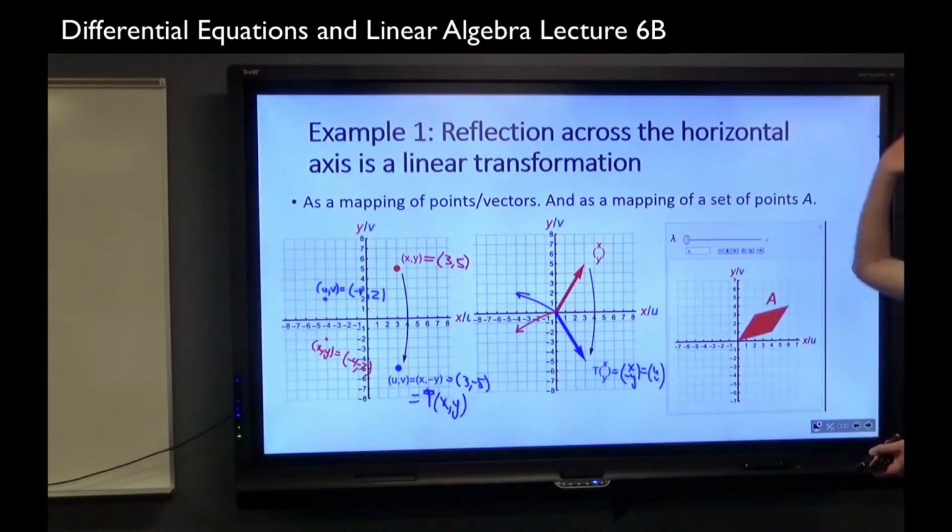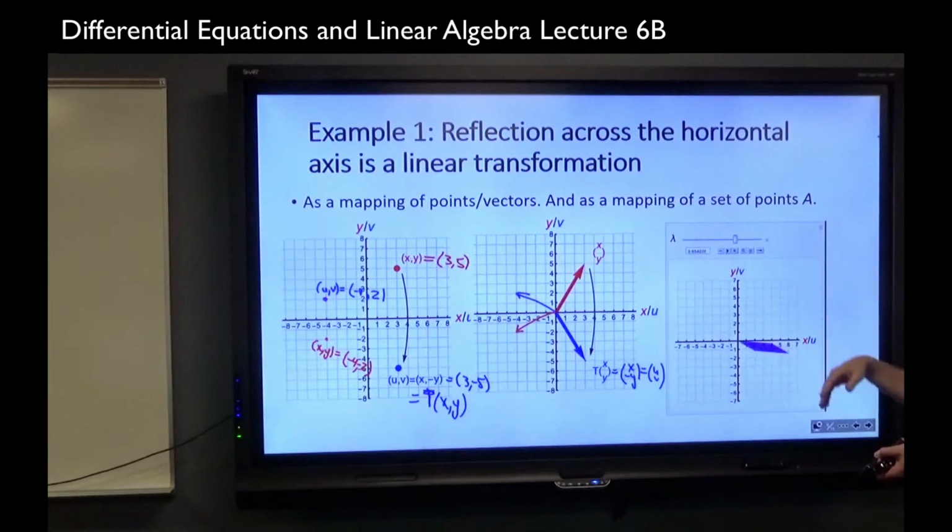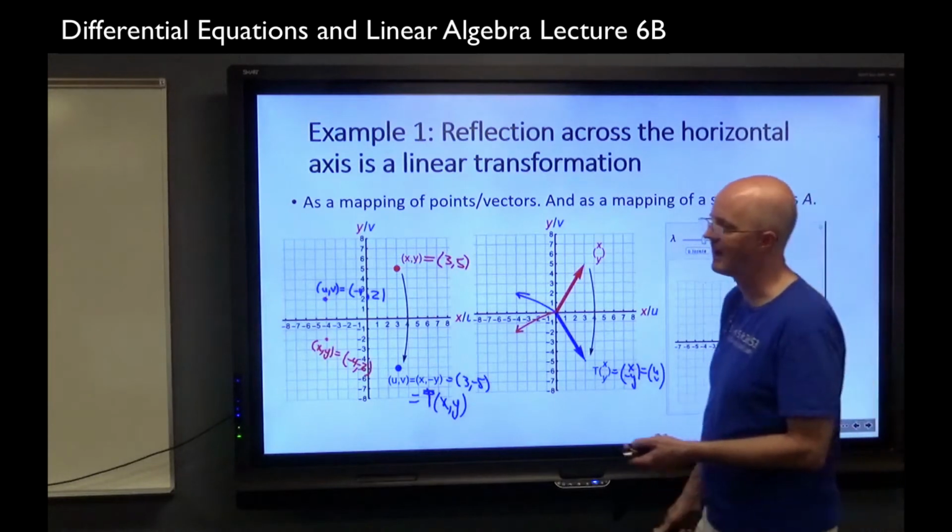What's the lambda? Don't worry about what lambda is. It's just an animation parameter. I just let it go from 0 to 1, to see the starting set in the xy plane get mapped to the ending set in the uv plane by reflecting.